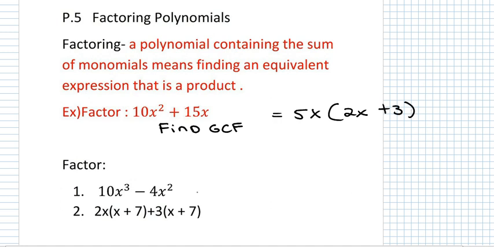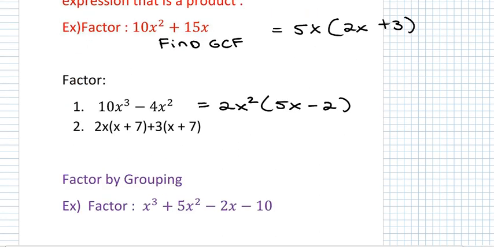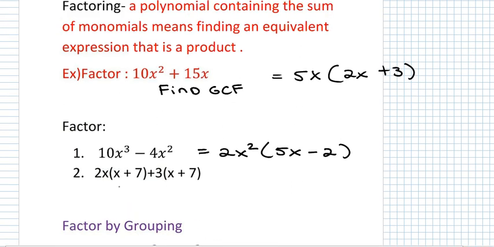Something like this next one, the greatest common factor here is 2 and x squared. And when I take out a 2x squared, I'm left with 5x minus 2. Something like this here, notice what they have in common is x plus 7. What's left when I take away the x plus 7 is the 2x plus 3.